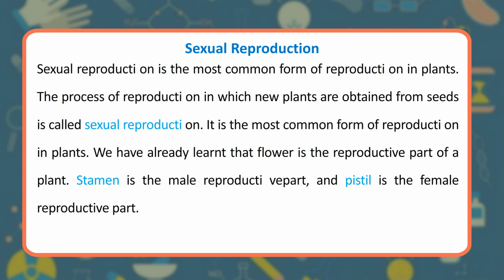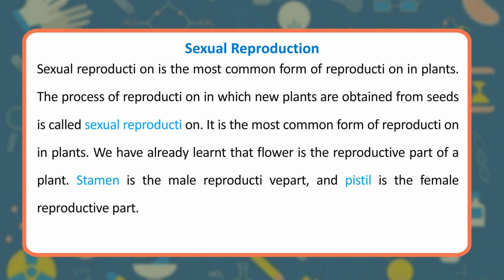Sexual reproduction. Sexual reproduction is the most common form of reproduction in plants. The process of reproduction in which new plants are obtained from seeds is called sexual reproduction. It is the most common form of reproduction in plants.